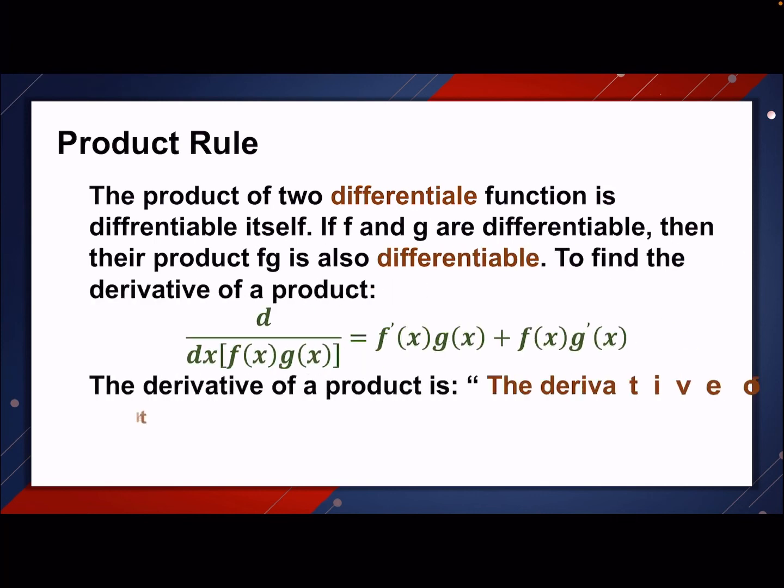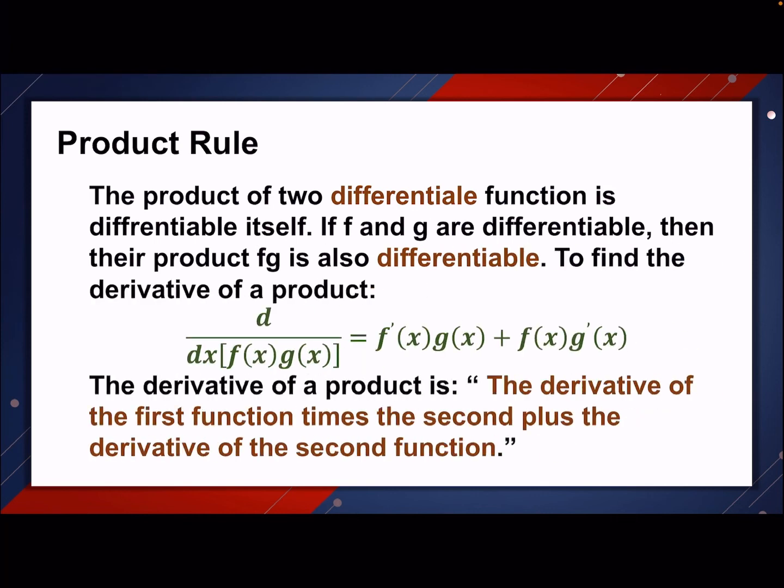Product rule. A product of two differentiable functions is differentiable itself. If f and g are differentiable, then their product fg is also differentiable. To find the derivative of a product, the derivative of f(x) times g(x) is equal to the derivative of f(x) times g(x) plus f(x) times the derivative of g(x). The derivative of a product is the derivative of the first function times the second plus the first function times the derivative of the second.